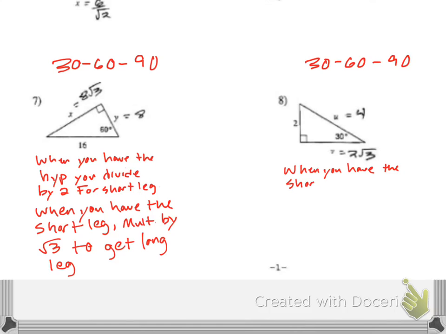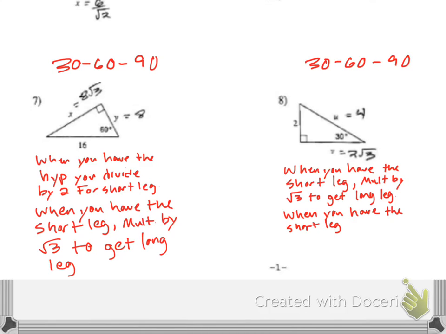When you have the short leg, and we're looking for, it looks like both the hypotenuse and the long leg, well, you multiply by the square root of 3 to get the long leg. And if we want to get from the short leg to the hypotenuse, you just multiply by 2. And that's it. Now, in a single triangle, not too bad. These are relationships you have to memorize.